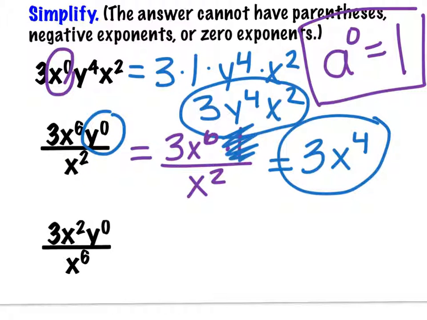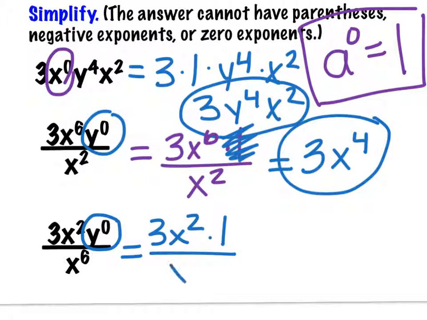Let's take a look at the last one. Again, we do see a 0 exponent. We see y to the 0, and we know that y to the 0 is the same thing as 1. So I can rewrite this as 3x to the second times 1 divided by x to the 6th. Once again, that times 1 isn't actually going to change the value of anything in the numerator. So it's really like that times 1 is just gone.